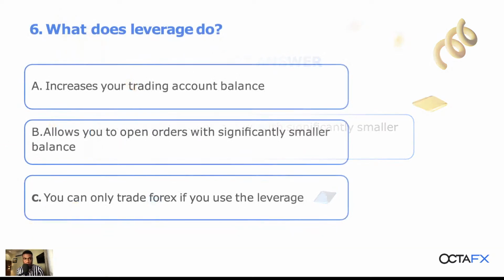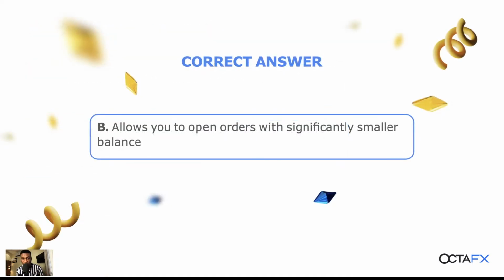Right? Now, why is it B? Leverage is like an advantage. It's provided by your broker for you to be able to open or to buy and sell more units of a currency that you would not be able to without the use of leverage, right? So it doesn't increase your trading balance. Your trading balance remains the same, but with leverage, you can use that trading balance to buy and sell more units of a currency. That is why our answer for number 6 is B. Leverage allows you to open orders with significantly smaller balance.